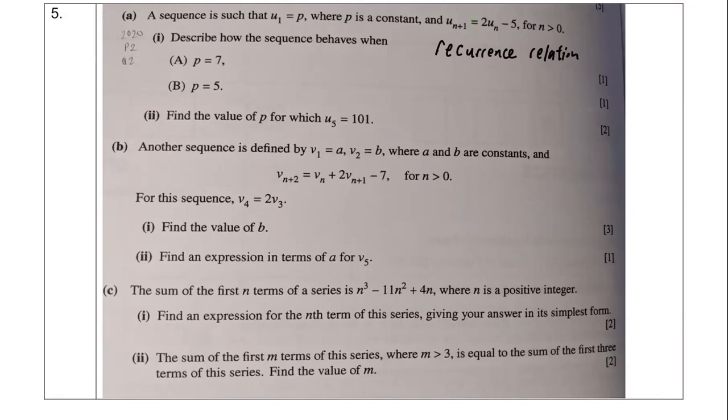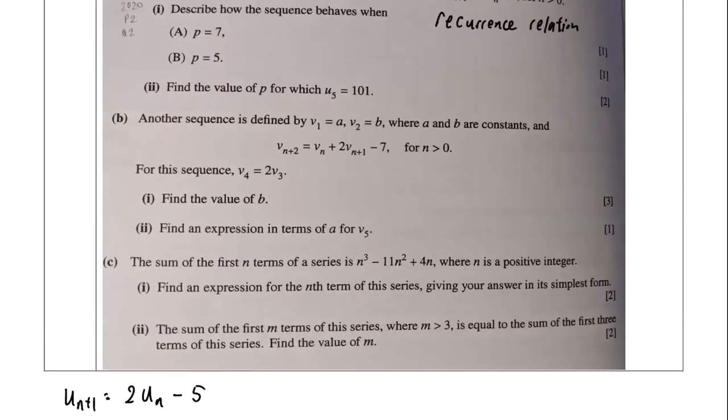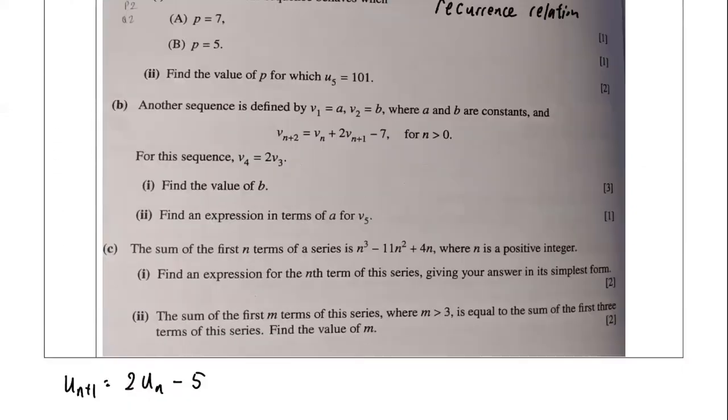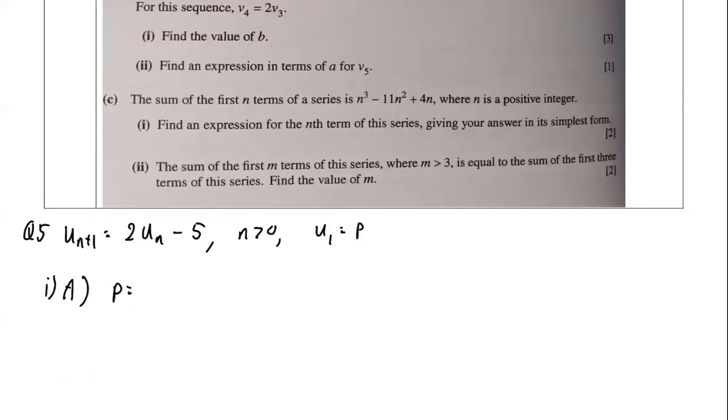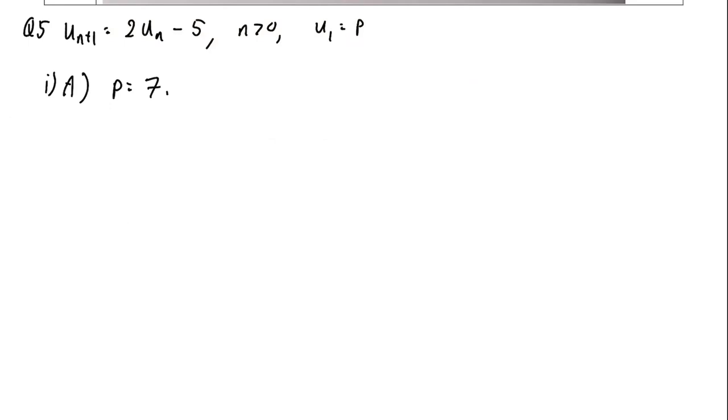So part 1, part A, describe how the sequence behaves when p is equal to 7. So let's just copy down the formula first. Un plus 1 equals 2 times un minus 5, n more than 0, u1 equals p. And for part A, question 5, it says p equals 7. Okay. So what we can do is just sub in the p with 7 first. So u1 equals p, which is 7.